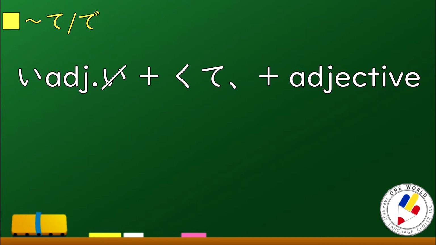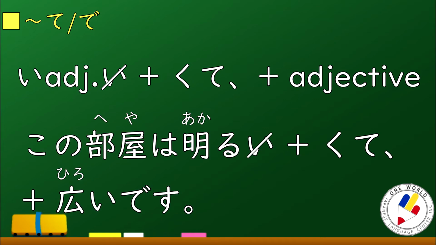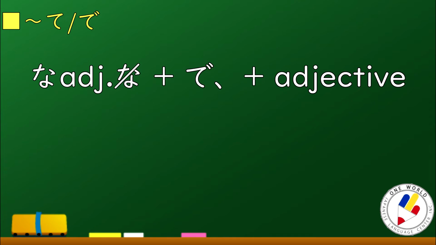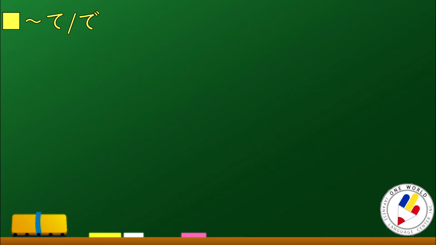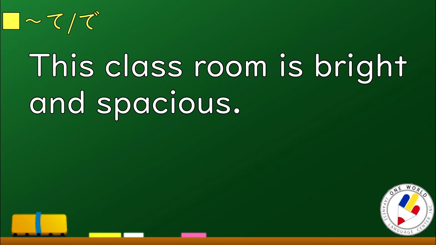So it will be, this room is bright and spacious. For na adjective plus de plus adjective, for example, Emi is fine and cheerful. Let's try some example sentences. This classroom is bright and spacious.